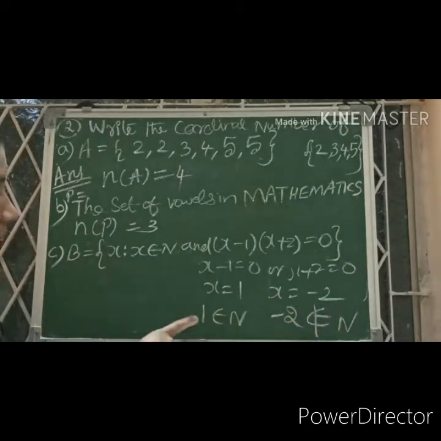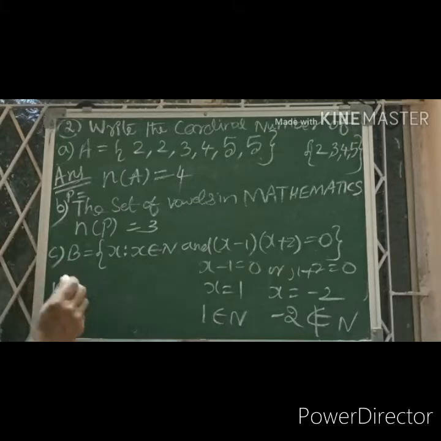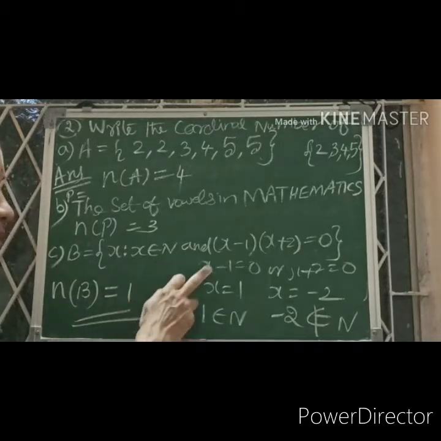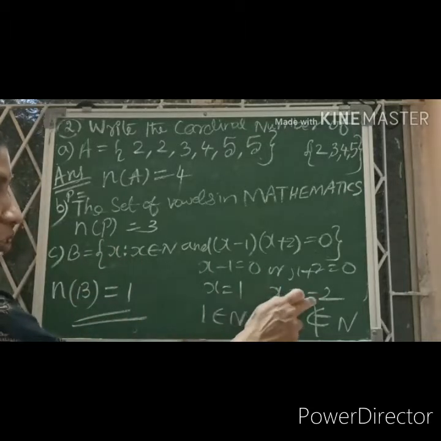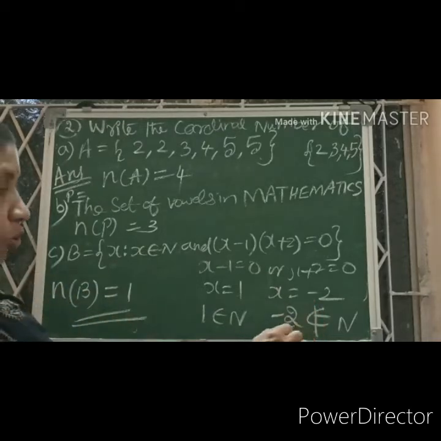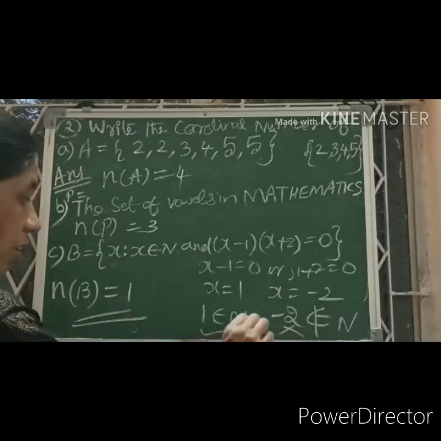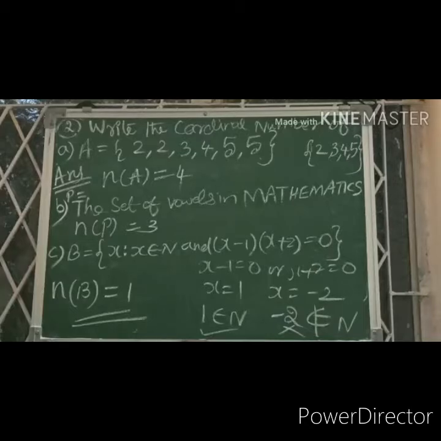So what is the cardinal number of this set? n of, what is the name of this set? B. n of B is equal to the number of terms in set B, which is only 1. Why? There are 2 roots for this x. But among the 2 roots, how many natural numbers do you have? Only 1. This minus 2 you won't include. Only this is there. Note it down.